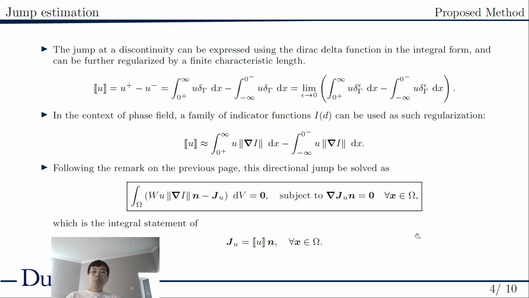Okay. And then how do we use this to estimate the crack jump, or the jump across a crack? So the jump across a discontinuity can be written as this, where we can use a direct delta function to write it in an integral form. Okay. So the idea is that with a phase field approach, we can regularize this direct delta function with some indicator function I, and then the integrand we're looking to integrate is the value of the field times the norm of the gradient of the indicator function. So if we integrate that along the path, we obtain the jump.